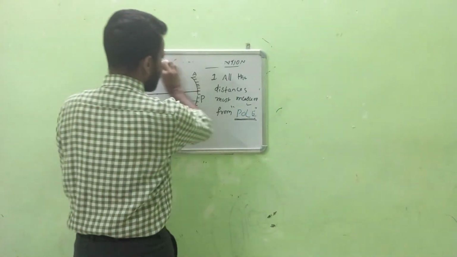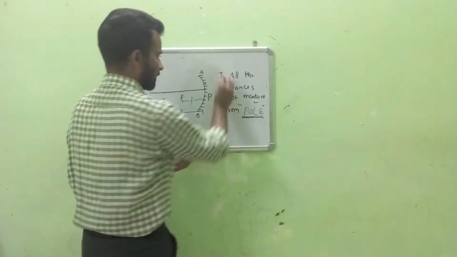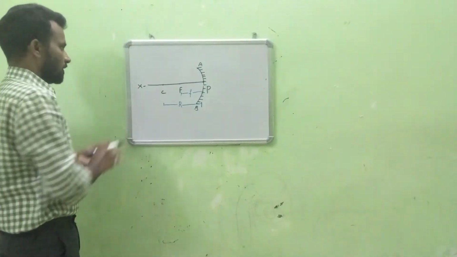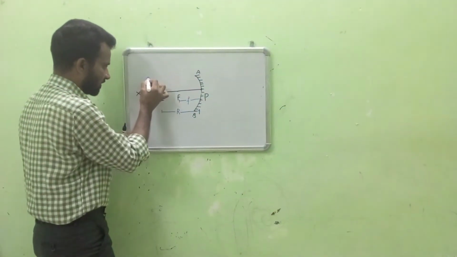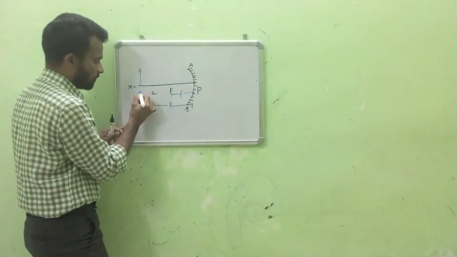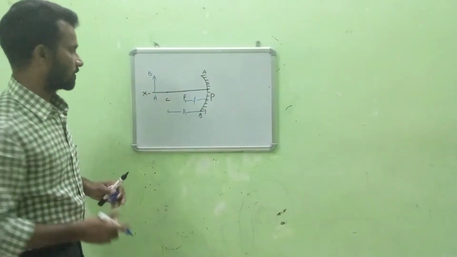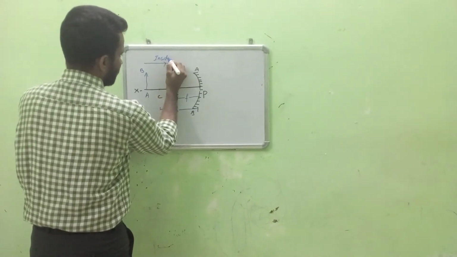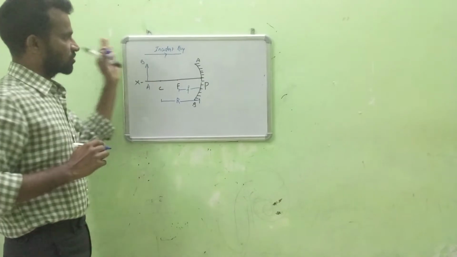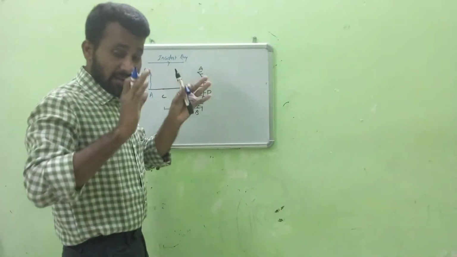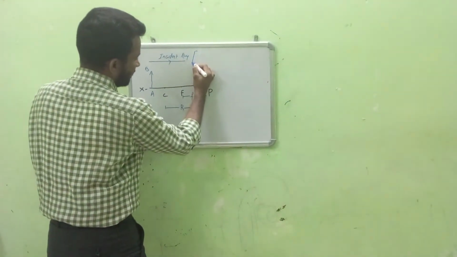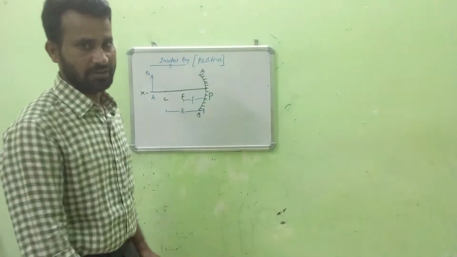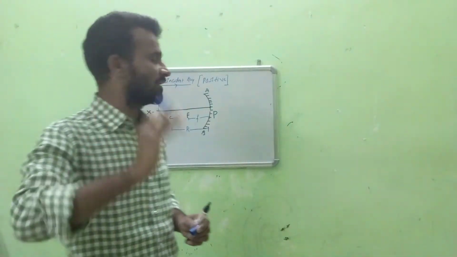Next, look here. For example, you can keep one object here. This is the position of the object, AB is the object. This is the direction of the incident ray. You can remember very clearly: take the direction of the incident ray as always positive. Then you will not get confused.